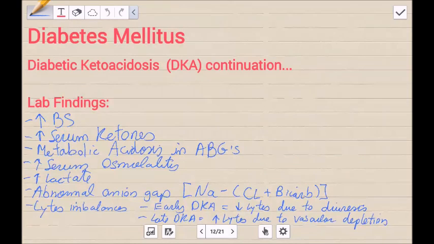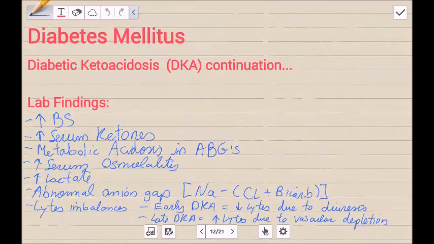Some of the lab findings about diabetic ketoacidosis will include high blood sugar, an increase in serum ketones, and metabolic acidosis in ABGs. So not everybody has the luxury of having an arterial line or having an RT available who can do ABG gases, but if so, it helps a lot. Increased serum osmolality, increased lactate or lactic acid, and abnormal lab results in the sense of electrolytes being imbalanced.